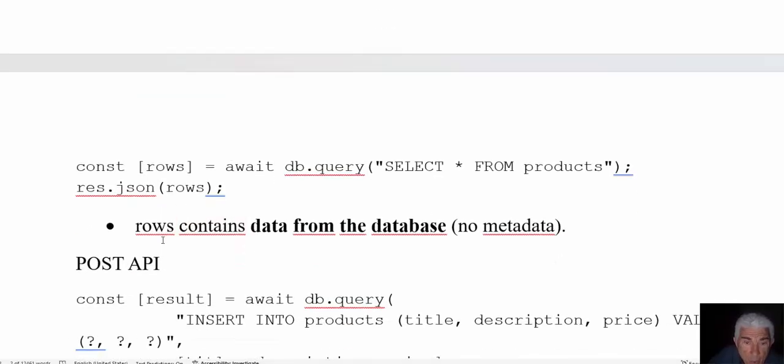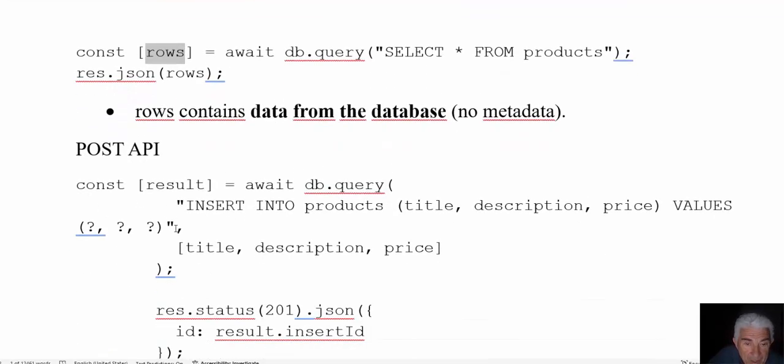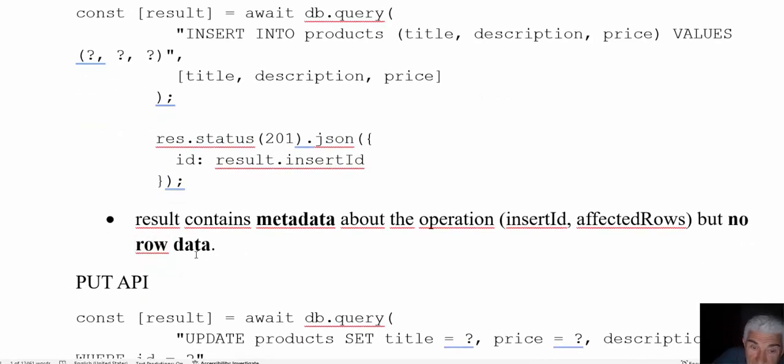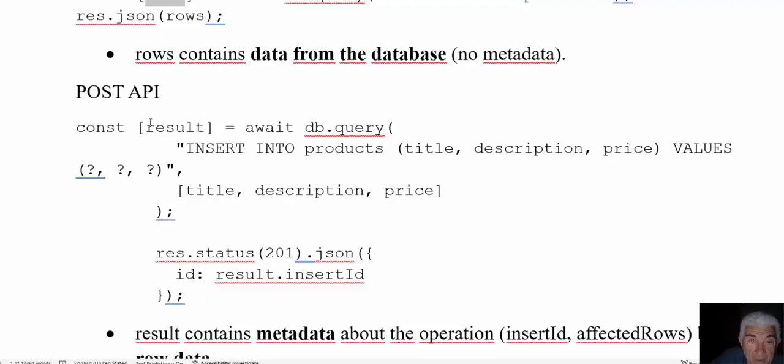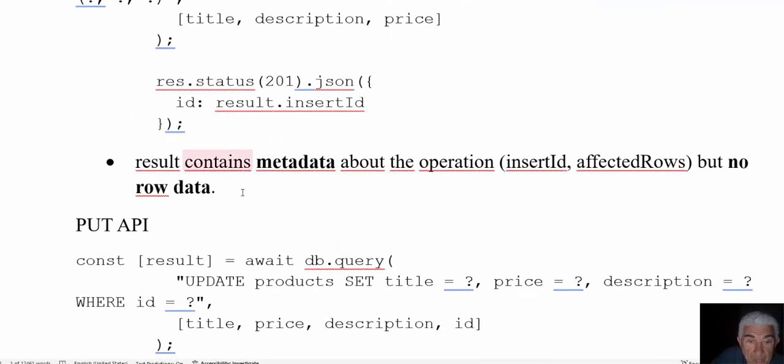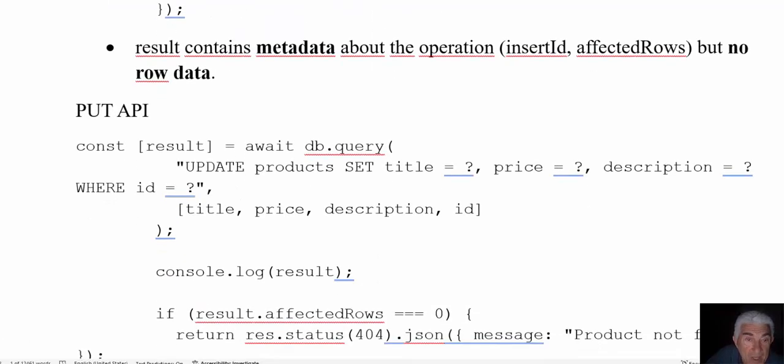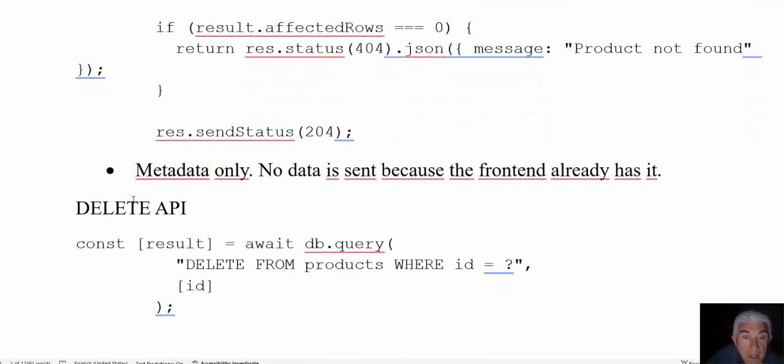Here it is. Rows contains data from the database, not metadata, this variable rows. Post API, this is result. Result contains metadata about the operation, insertId, affectedRows, but no row data. Put API, again here is a result. Metadata only. No data is sent because the front end already has it.